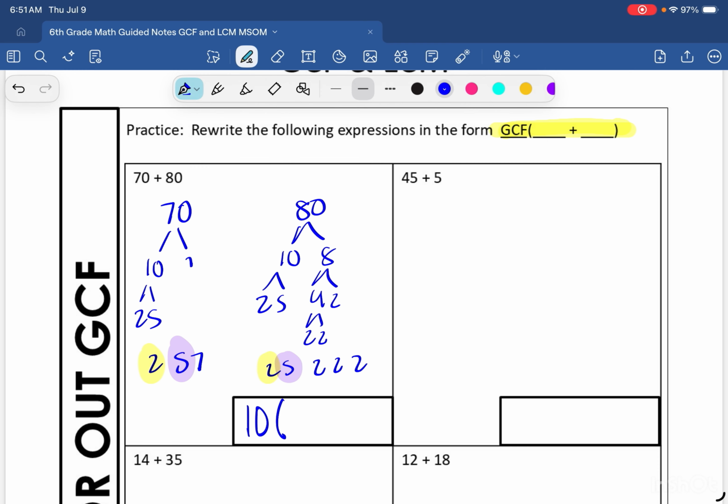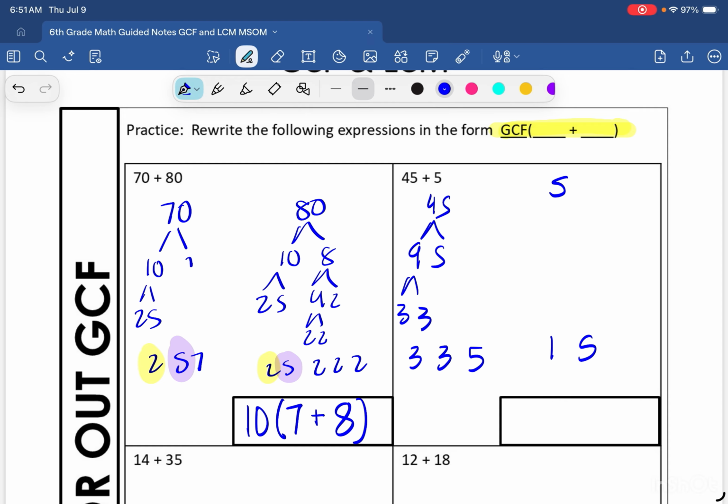And then 10 times what is 70? 7. 10 times what is 80? 8. So 45 is 9 and 5, which is going to be 3 and 3. So my prime factors are 3, 3, and 5. 5 is prime, so I just have 1 and 5. The greatest common factor would be 5. So I'll write that 5. What times 5 is 45? 9. And then what times 5 is 5, and that's 1. So I'm going to rewrite it like this. 5 times the quantity, 9 plus 1.